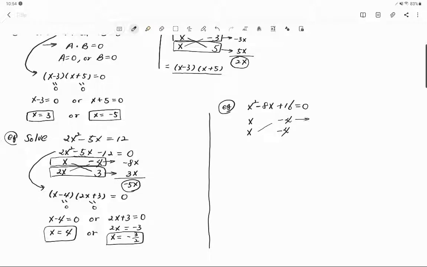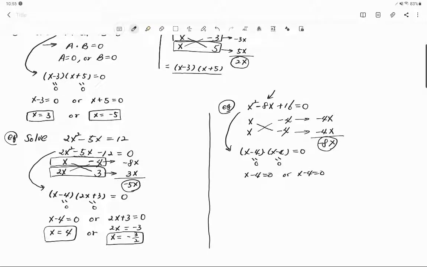So cross multiply, then this will be negative 4x. This cross multiplication is negative 4x. And then the sum of these two results will be negative 8x. And this result is the same as the term in the middle. So this trinomial can be written as x minus 4 times x minus 4 equals 0. So setting each factor equal to 0, x minus 4 is equal to 0, or x minus 4 is equal to 0.